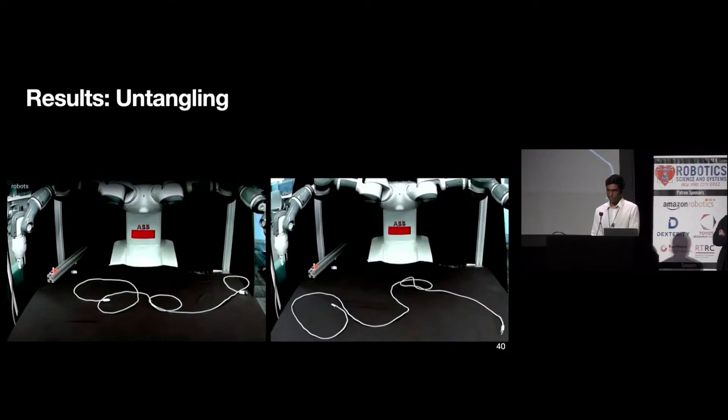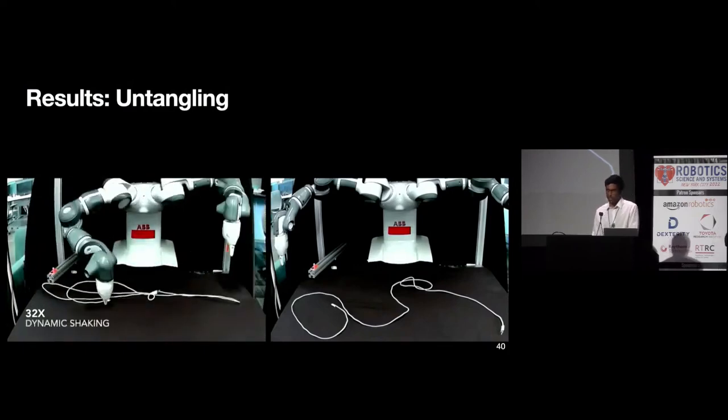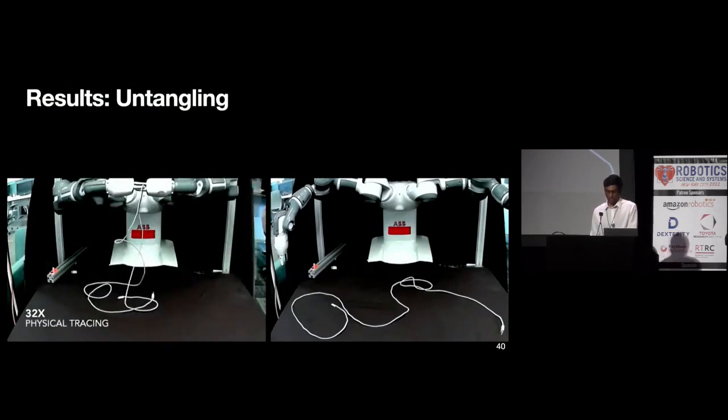In the first video, the robot detects an overhand knot, and it uses the grasp point networks to predict points for the dual cage separation action. It then runs a shaking action, and then it moves on to tracing to verify that the cable is fully untangled. Once it reaches the endpoint of the cable, it terminates successfully.